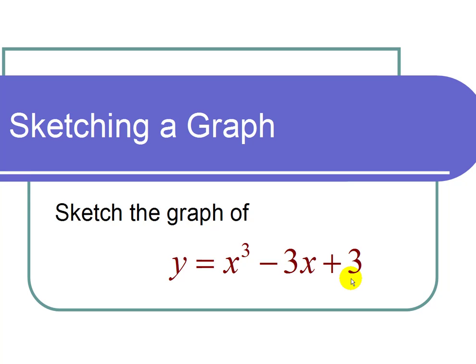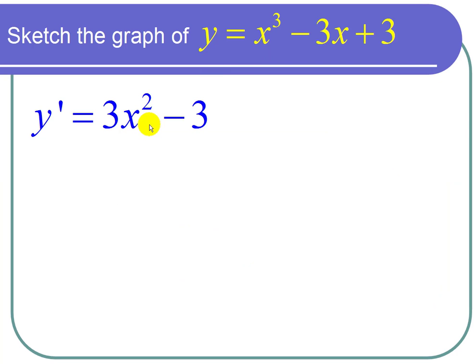To find the critical points, I take a derivative and set it equal to 0. So the derivative is 3x squared minus 3. And when we set that equal to 0, we get x is 1 or x is negative 1. If x is negative 1, negative 1 cubed minus 3 times negative 1 plus 3 is equal to 5. And if x is 1, then 1 minus 3 plus 3 is equal to 1. So I get two critical points, one at (negative 1, 5), and the other at (1, 1).